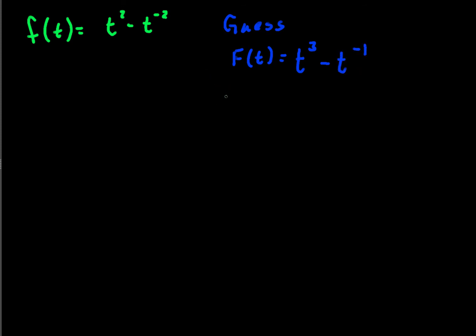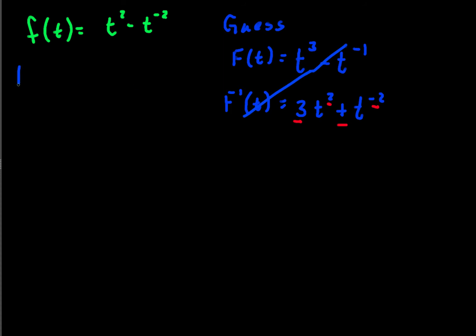And now I'll check. Does f prime equal little f? So f prime, the power comes down. This is equal to 3t squared. This power comes down, and I get a plus t to the negative 2. So I've got my powers correct. I've got a t squared and a t to the negative 2. My powers are right, but my coefficients of 3 and positive 1 are wrong. So this was not quite right. I knew my powers are right, but my coefficients were wrong.